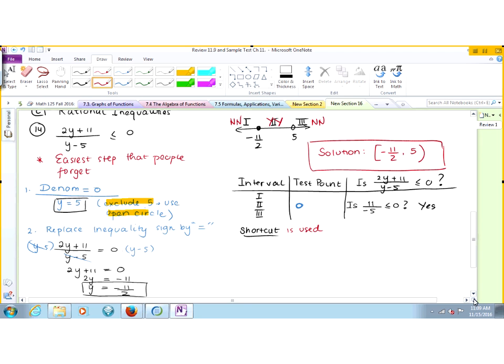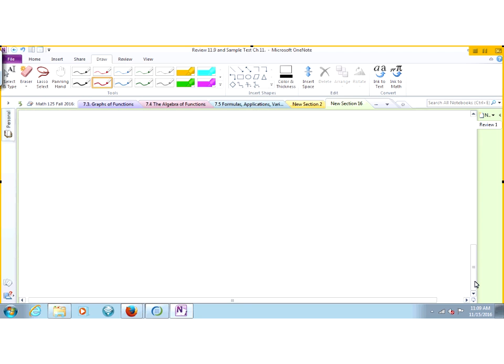So the next one was number 15. Let's see if you guys can do it. What about this? 4x divided by negative 3x plus 4 is greater than or equal to 6. All right.